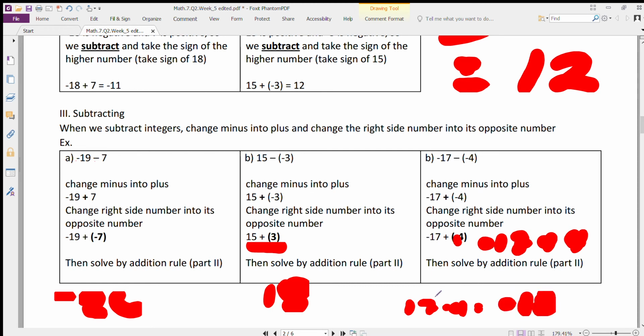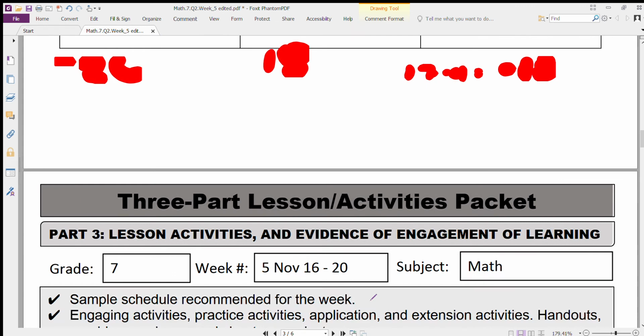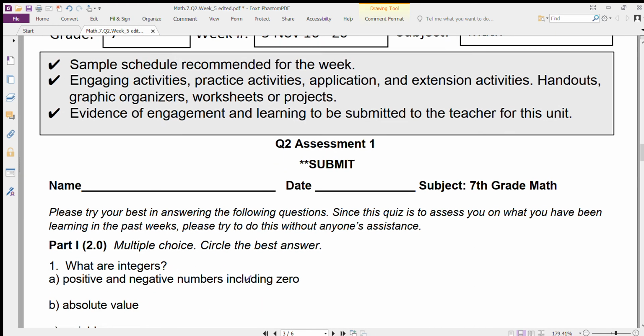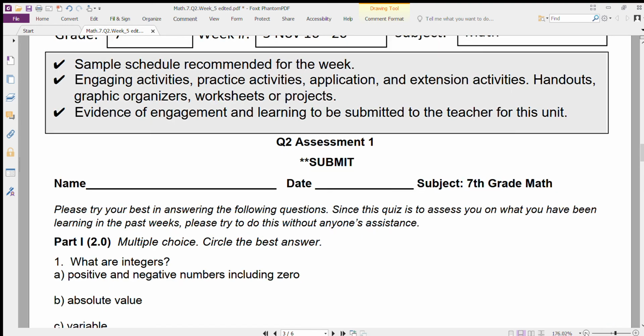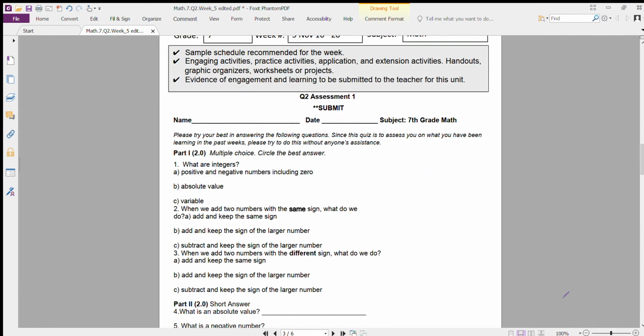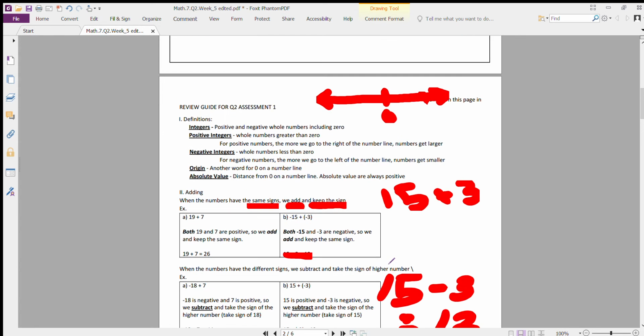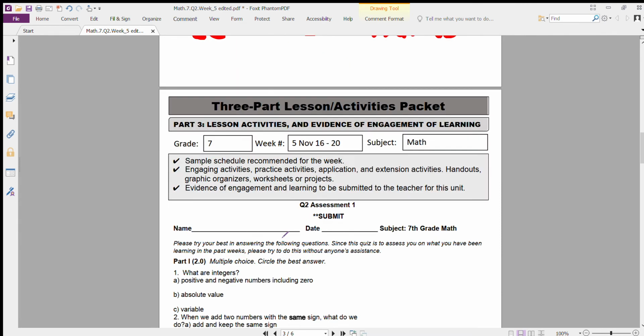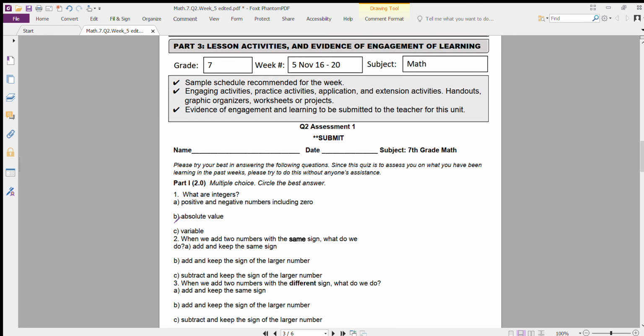And that's it. Now you're ready for the quiz assessment. Hey, what are integers? Going back here, oh, that's the answer. Positive, negative whole numbers including 0. So, which of the letters is correct? I don't know. You do it.